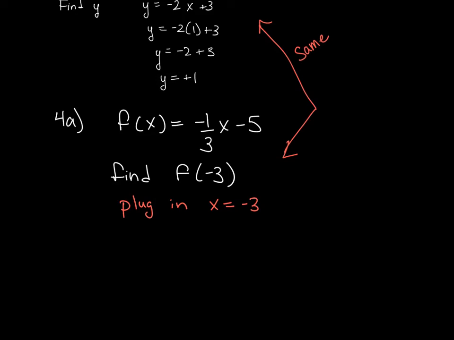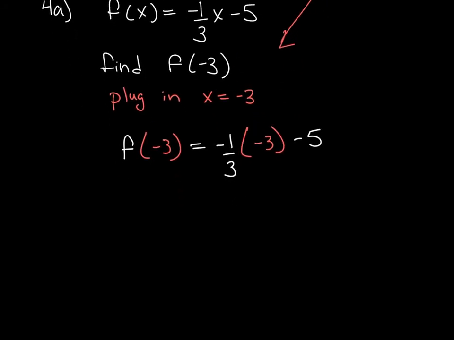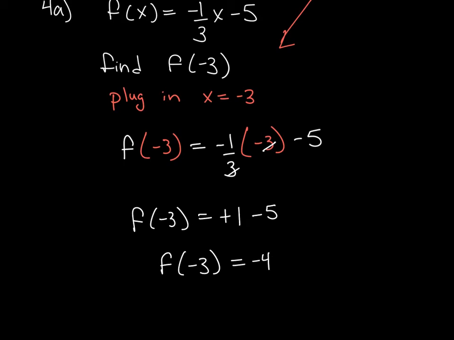That's all you do. So f of -3 is equal to -1/3 times -3 minus 5. So f of negative 3 is equal to, those two 3's cancel out, and the negative times the negative becomes a positive 1 minus 5. So f of negative 3 is equal to negative 4.